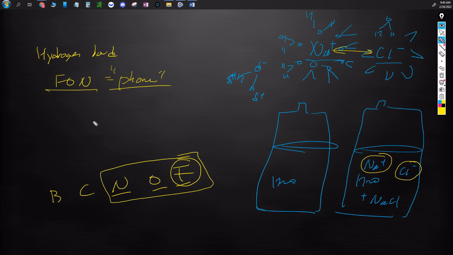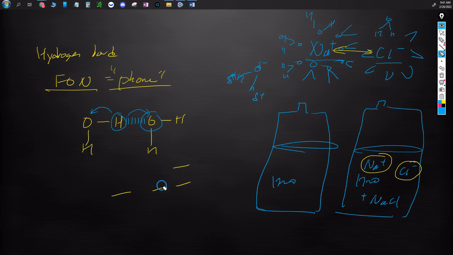Whenever you have oxygen neighboring hydrogen, like water, with another molecule of the same kind, meaning this hydrogen has an oxygen as a neighbor within the molecule and another oxygen as a neighbor in a different molecule, that creates something called a hydrogen bond.